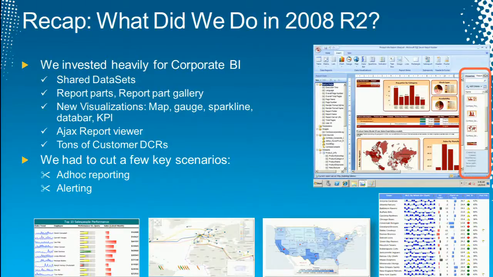One of the big things that we had heard coming out of 2008 was it was still hard to create reports, especially for end users. So we spent a lot of time working on the collaboration features of report authoring in 2008 R2. And what became of that are features labeled here as shared data sets, report parts, and the report part gallery. And the gallery is what you're seeing on the right-hand side in the screenshot.